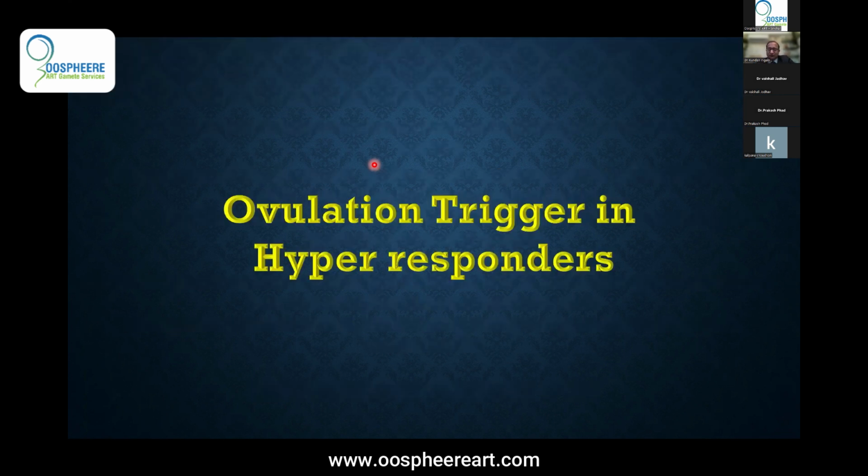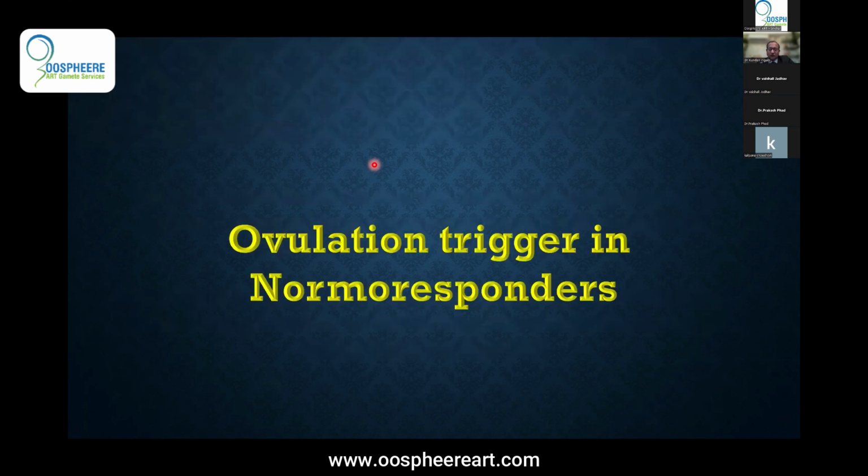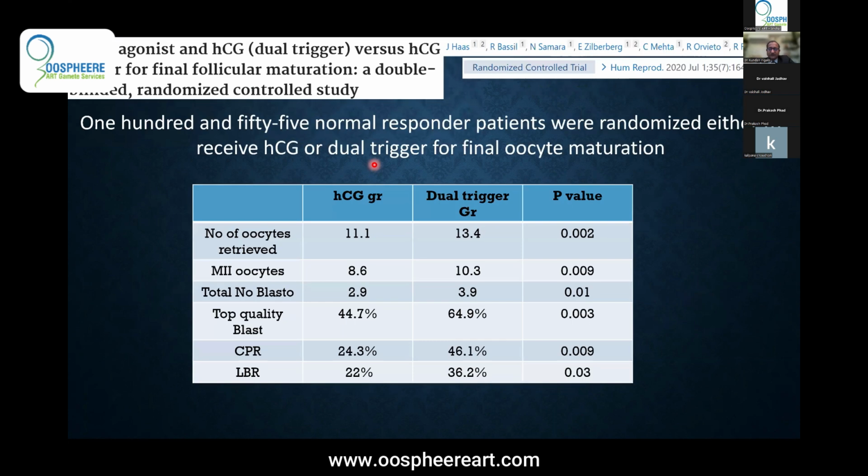Last point is ovulation trigger in hyperresponders. I told you all hyperresponders will go for a freeze all embryo strategy and frozen embryo transfer. So you will give only GnRH agonist as a trigger. You will not give hCG, because you don't want to have OHSS or ovarian hyperstimulation. In normal responders, preferably you look at the E2 level, look at the expected number of oocytes, from the number of follicles, and you can decide.